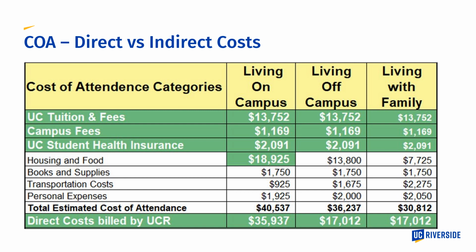These categories are split into direct cost and indirect cost. Direct costs, which are highlighted in green, are costs that the university will bill you. These are the costs that will show on your bill. Indirect costs, which are in white, are costs that the university will not bill you. Once you understand this concept, it will be easier to understand how to read your charges on your student account.